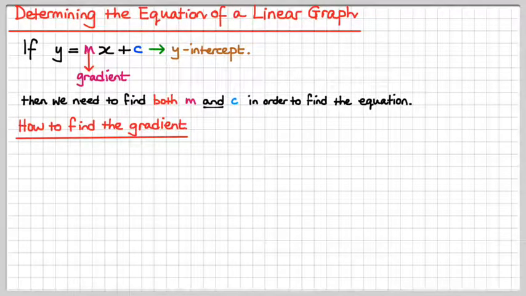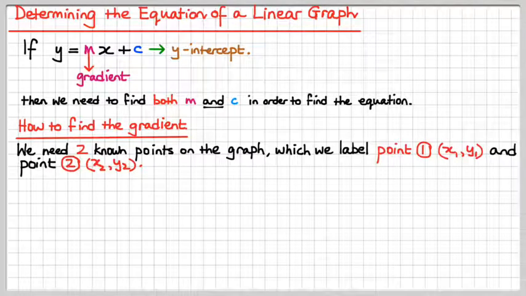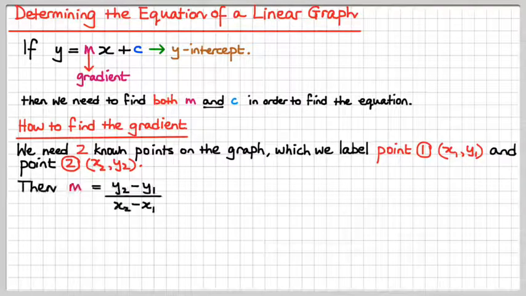Okay, so how do we find the gradient? Well, we actually need two known points on the graph to find the gradient. And I recommend that you label those points point 1 and point 2. It doesn't matter which one you label 1 and which one you label 2, but call one of them point 1, that's x1 and y1. And then you label point 2, x2 and y2. And then we have a formula for the gradient. m is the gradient, it equals y2 minus y1 over x2 minus x1.